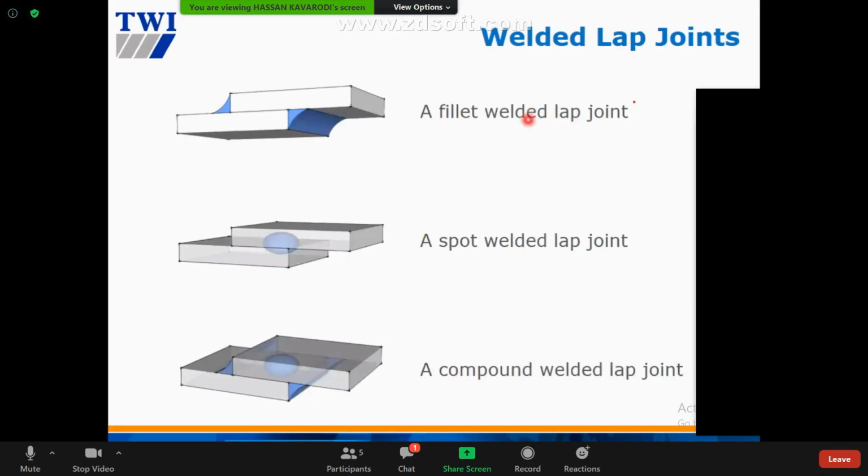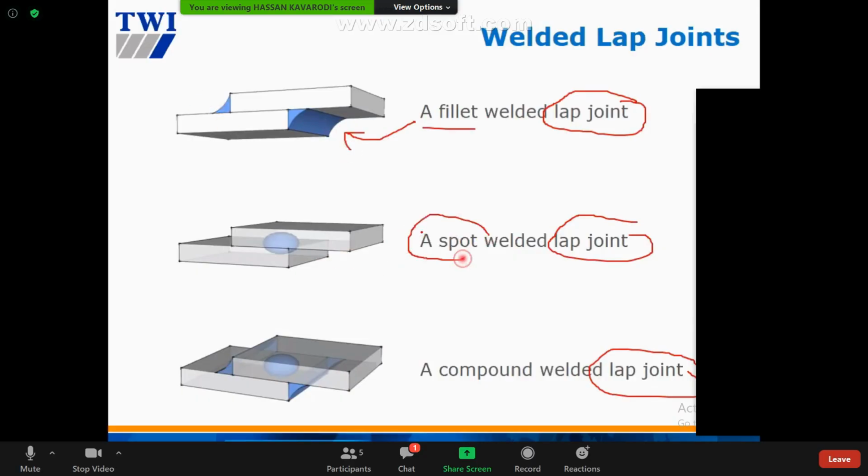We have lap joint. All this is talking about lap joint, and also lap joint here. And this one, we have fillet. Here we have fillet, maybe one side or both sides. Then another one here we have spot weld. Right there. Combination: we have fillet, and then we have spot weld. A combination, so we call it compound. All right, clear about this? The meaning of compound weld.